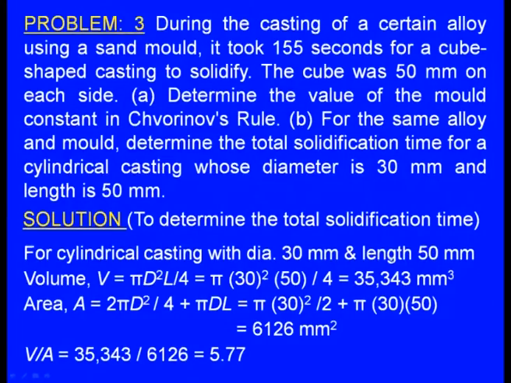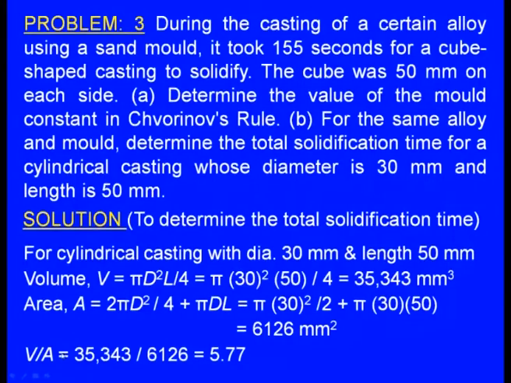For cylindrical casting with diameter 30 millimeters and length 50 millimeters, volume V is equal to pi d square L by 4, that is equal to 35,343 cubic millimeters. Area A is equal to 2 pi d square divided by 4 plus pi d L, that is equal to pi multiplied by 30 square divided by 2 plus pi 30 into 50, and if we simplify this, it becomes 6126 square millimeters. So this is the area.